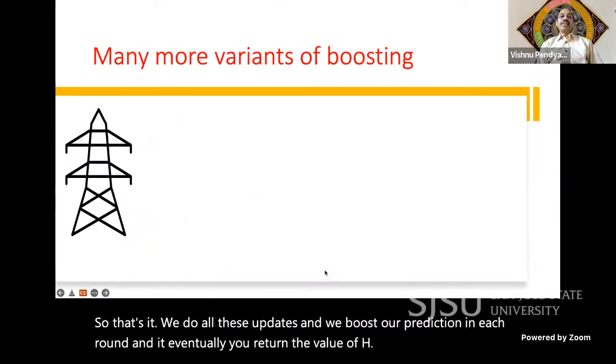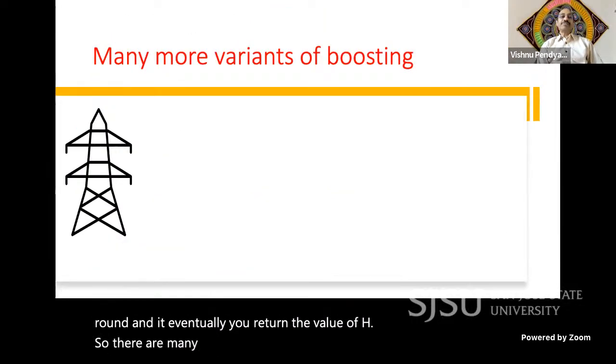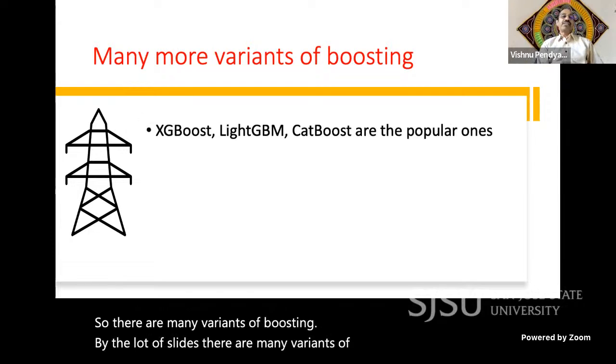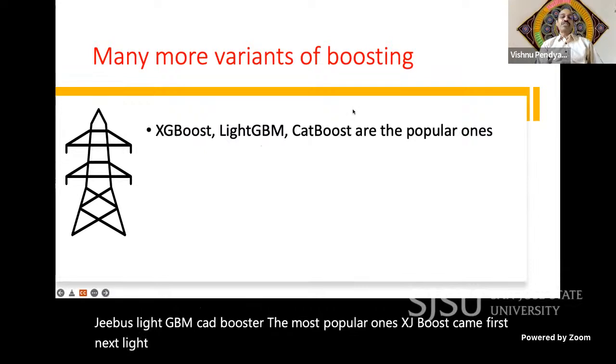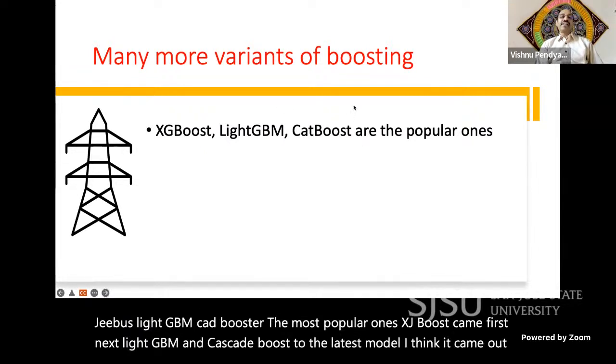So there are many variants of boosting. Oh boy, there are a lot of slides. There are many variants of boosting. XGBoost, LightGBM, and CatBoost are the most popular ones. XGBoost came first, next LightGBM, and CatBoost is the latest model. I think it came out in 2018, I believe.